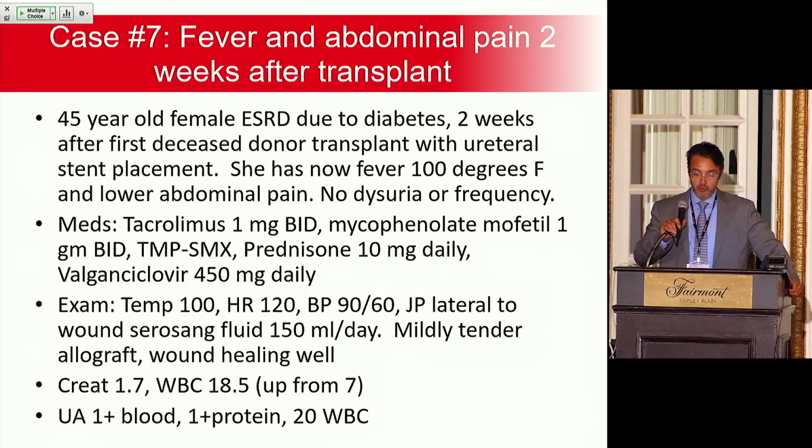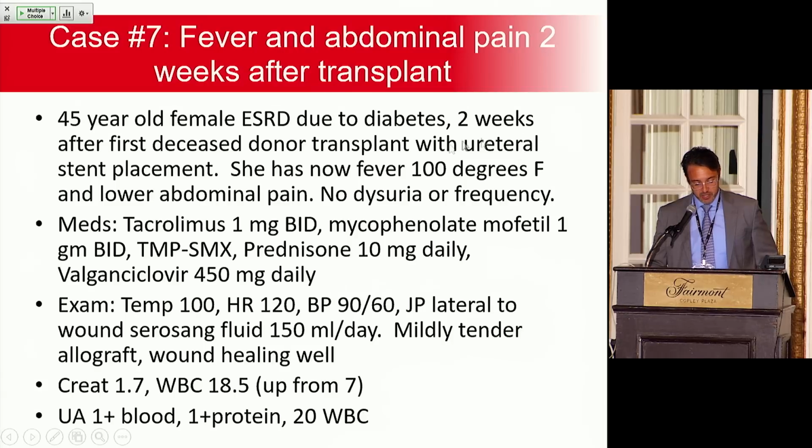All right, fever and abdominal pain now 2 weeks after transplant. So this is a 45-year-old with diabetes who got his first deceased donor transplant about 2 weeks ago. She now has a fever of 100 degrees and lower abdominal pain. There's no dysuria or frequency. The meds: she's on triple immune suppression, Bactrim and valganciclovir, no other meds. Vital signs are fine, blood pressure a little bit on the lower side. There's a JP drain lateral to the wound, which is draining about 150 cc's every day. And the graft is mildly tender.